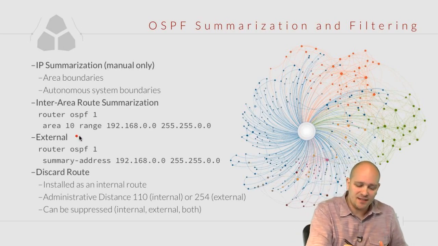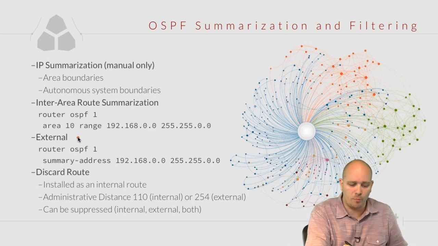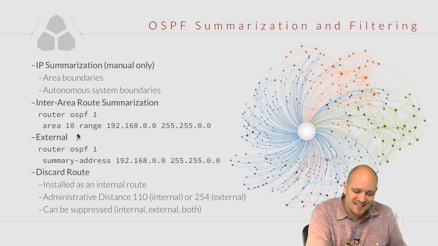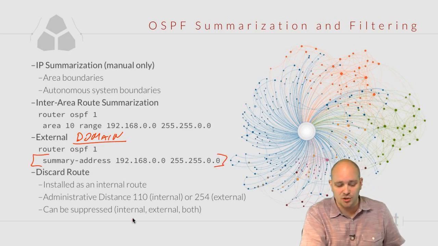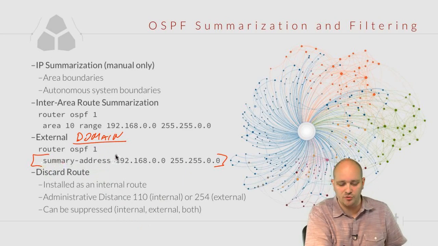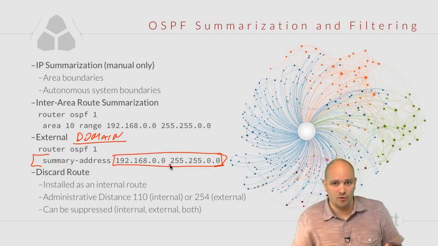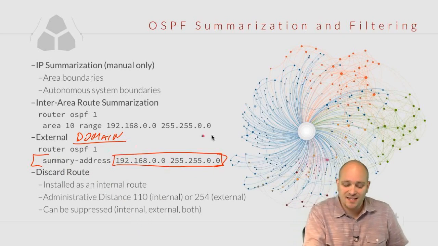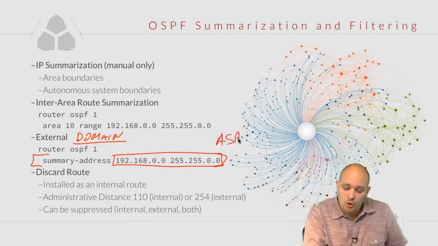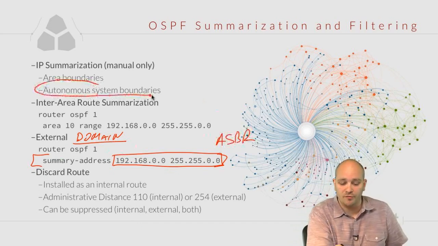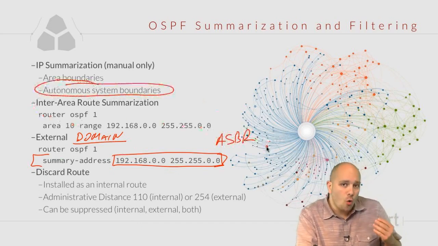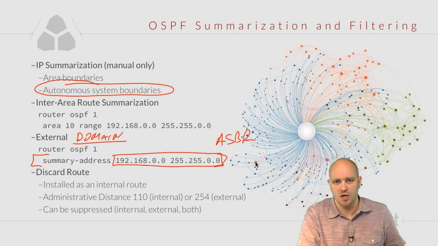Given that the flooding scope of type 5 LSA is the entire domain, this means that summarization of the external routes uses the syntax summary-address and then simply a summary. Please note the lack of any area identifiers here. This can only be done on the ASBRs. So for external routes, we can perform the summarization only at the ASBRs.